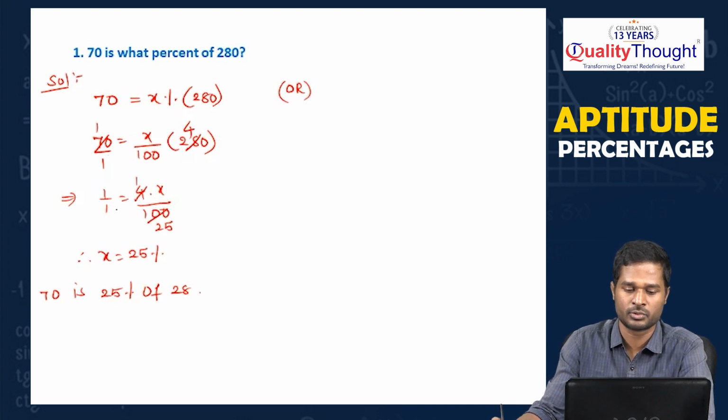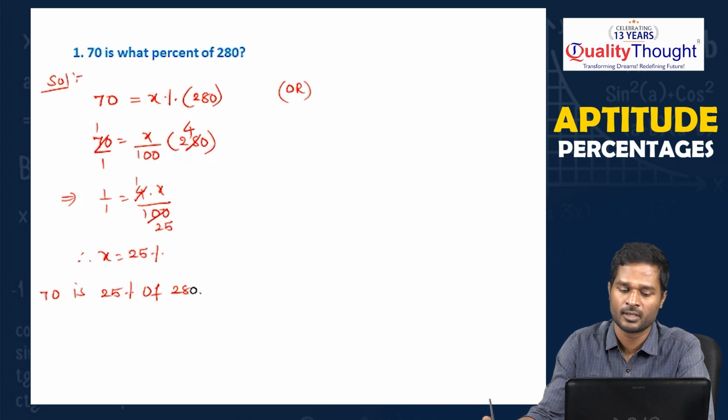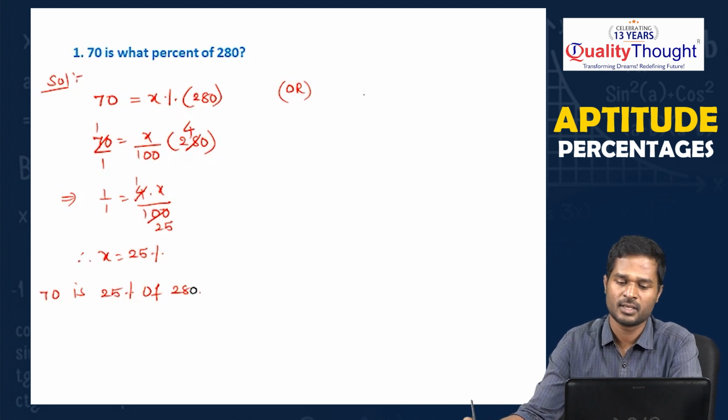So, x is equal to 1 into 25 is 25 percentage. So, 70 is 25 percentage of 280, it is not 28, it is 280. Okay, that is how we will write. Or see how can we solve it?